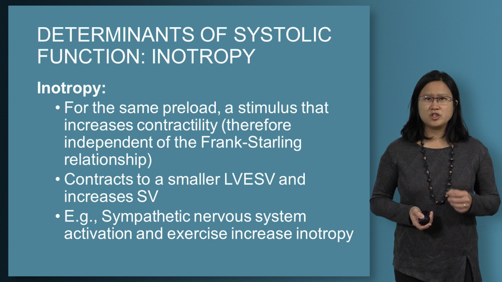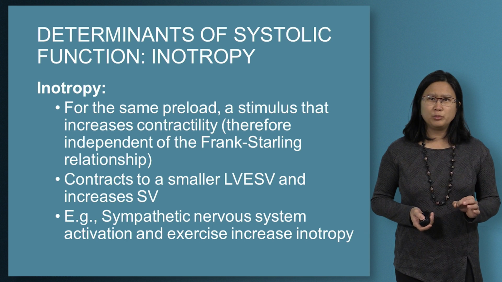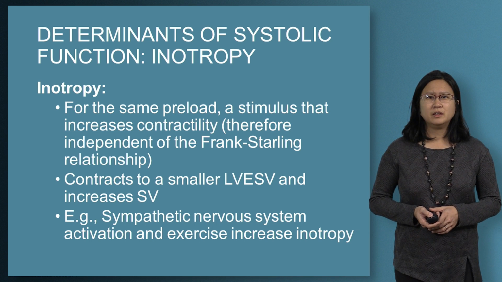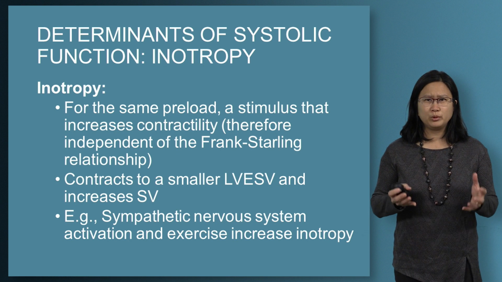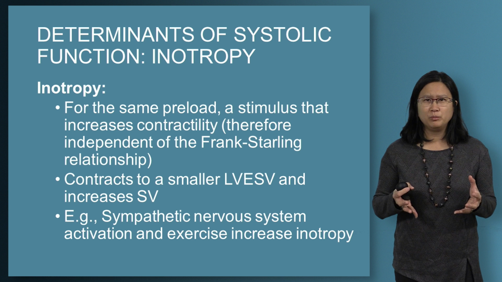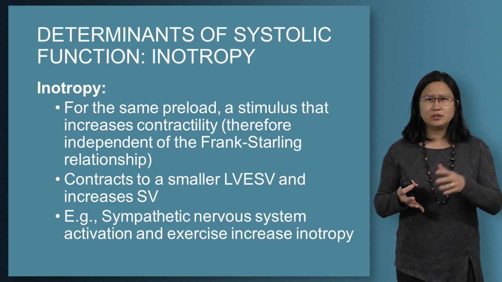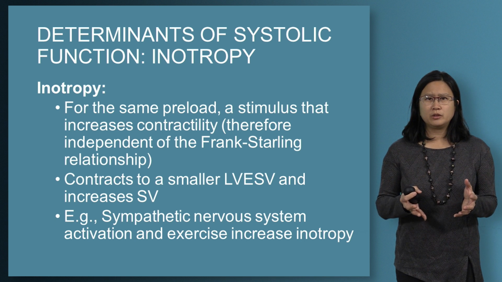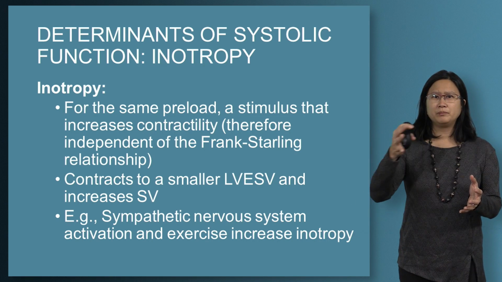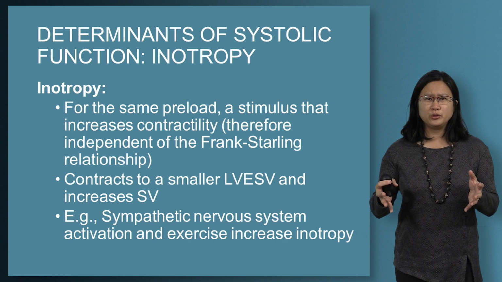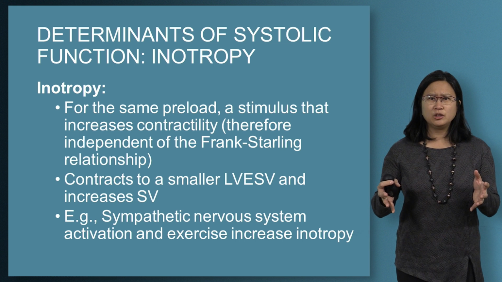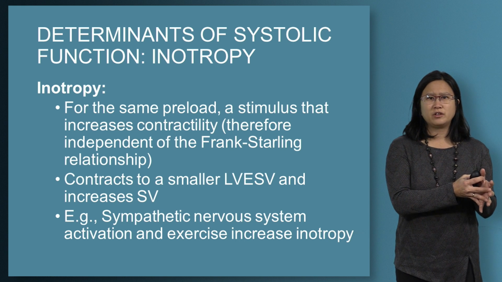The second determinant of systolic function we're going to talk about is inotropy or inotropic state. Inotropy is defined as any stimulus that increases contractility for the same preload, so when the ventricle is at the same volume. Therefore, it's independent of the Frank-Starling relationship. Increases in preload will increase contraction, but for the same preload, if you increase inotropic state, it also increases contractility, and again contracts to a smaller left ventricular end systolic volume, thereby increasing stroke volume.